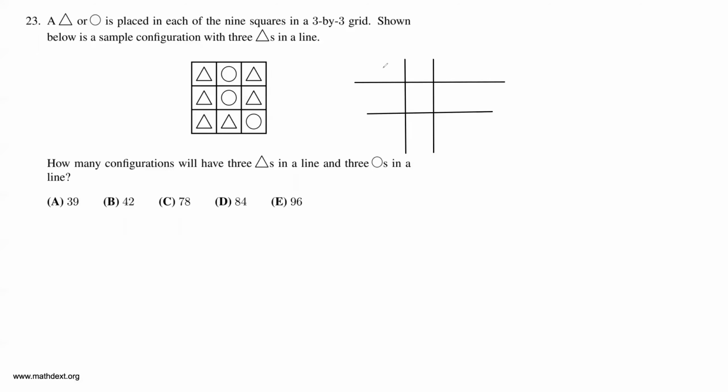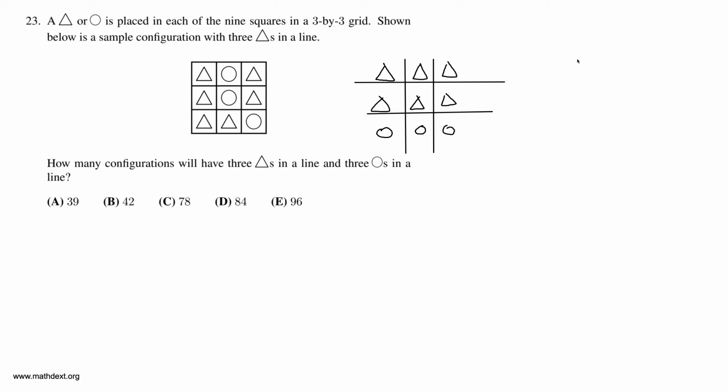there are actually 2 rows of triangles that are 3 in a row and 1 row of circles. This is a perfectly valid configuration. Even though you have two 3 in a rows for triangles, this still satisfies the requirements. There's at least 1 3 in a row of triangles and 1 3 in a row of circles. So we need to be able to take this kind of thing into account. What happens if you have 2 3 in a rows of one kind as opposed to just 1?